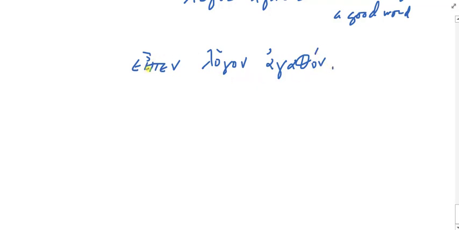Okay. Apen logon agathon. This is our noun. Is it articular? Nope. This is my adjective. Is it articular? No. Okay. So clearly this could be a predicate adjective as well as an attributive, right? No. Why not? Because it's in the accusative case.